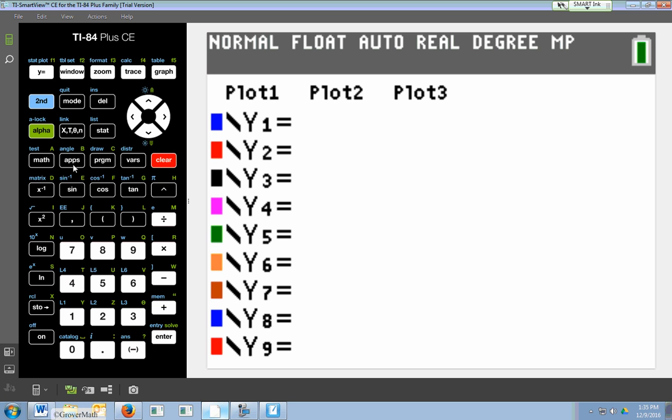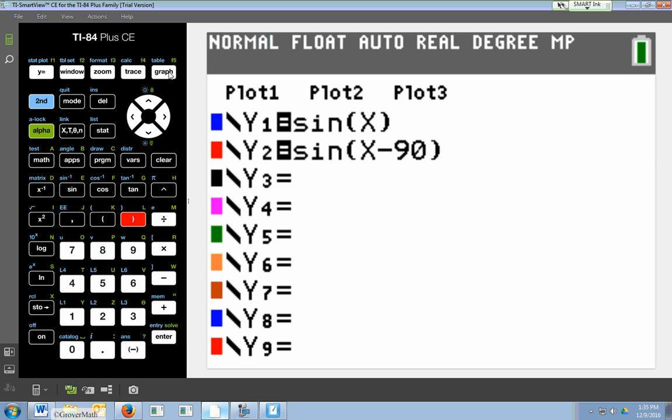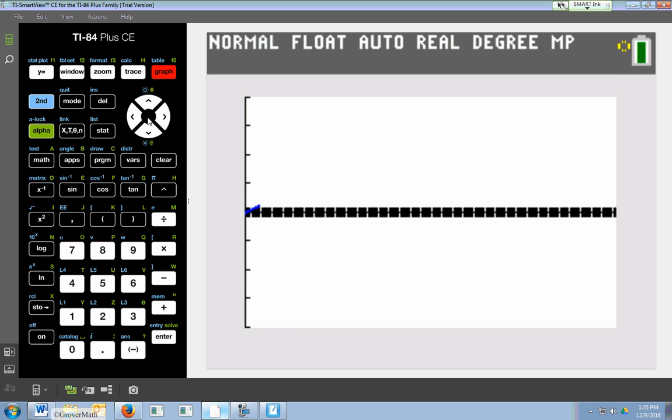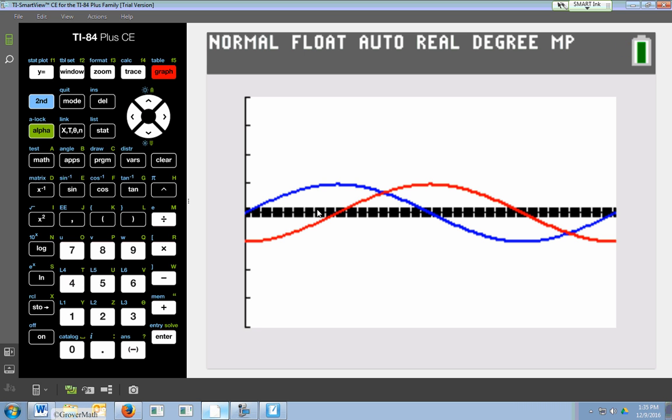Actually, let me keep that as just sine x, and then in the red, I'll do sine of x minus 90 so we can compare these two. So again, here's your regular sine curve in blue, and then your red one, the whole thing should be moved to the right 90. We don't really have marks here, but this is 90 degrees, where the maximum height is for sine normally. Notice that now it is at 180. The whole graph got shifted over to the right 90 degrees.